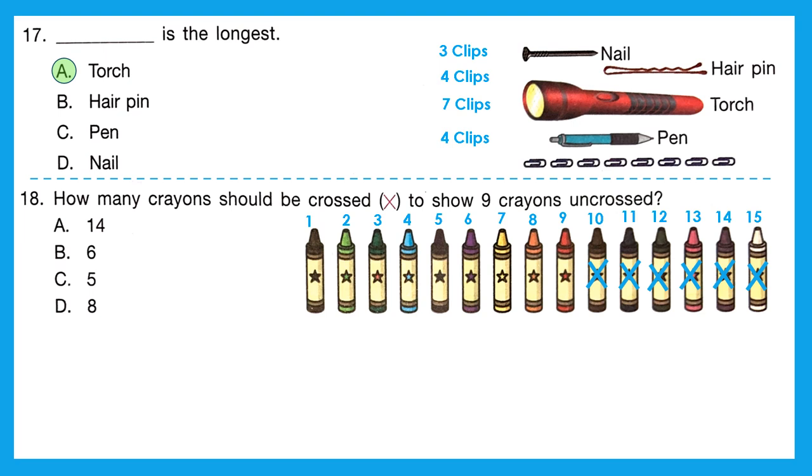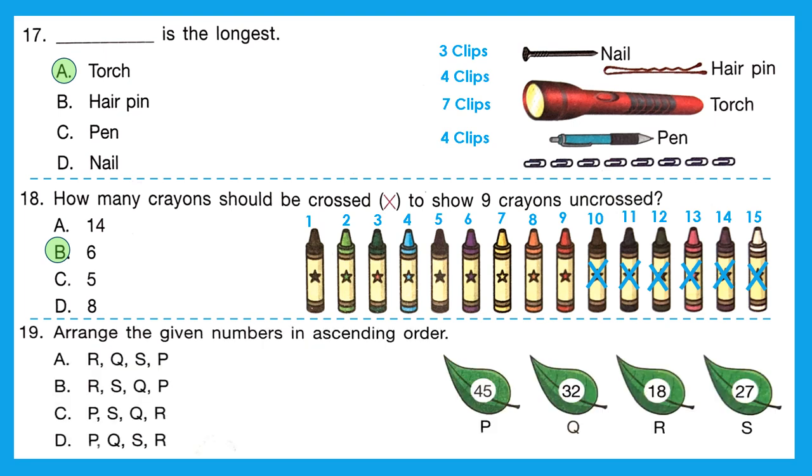Okay. And we can also calculate it in a way. 9 plus 6 is equal to 15. Or 15 minus 6 is equal to 9. So the correct option is option B, 6. We need to cross 6 crayons out of 15 to get 9 crayons.